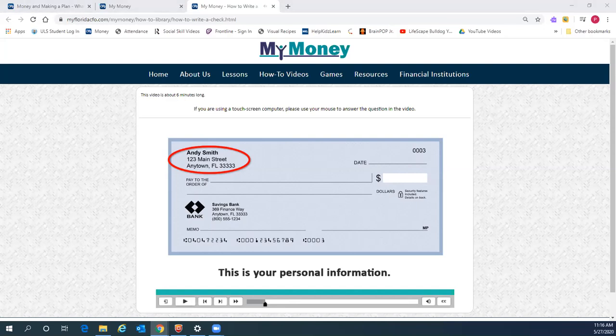Today, when we practice writing checks, remember these are simulated checks, which means they're pretend. They are not real. So your check is not going to have your name and address on it because they are pretend. If you have real checks, they will look just like this, and they will have your name, address, and information underneath.